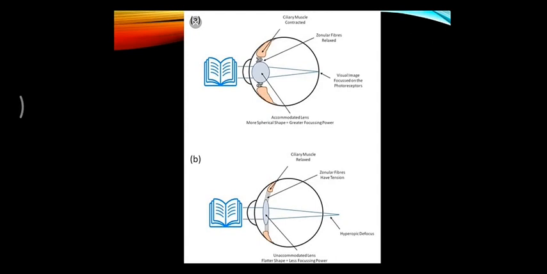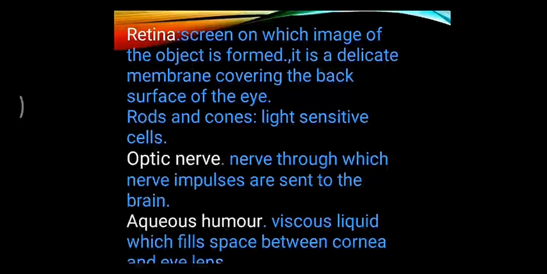When the ciliary muscles are tense, the eye lens becomes thick. Its focal length decreases and power increases. When the ciliary muscles are relaxed, the eye lens becomes thin. Its focal length increases and power decreases. By doing so, our eyes enable us to see the objects placed at different distances from the eye. The image of the object is formed on a screen called retina.